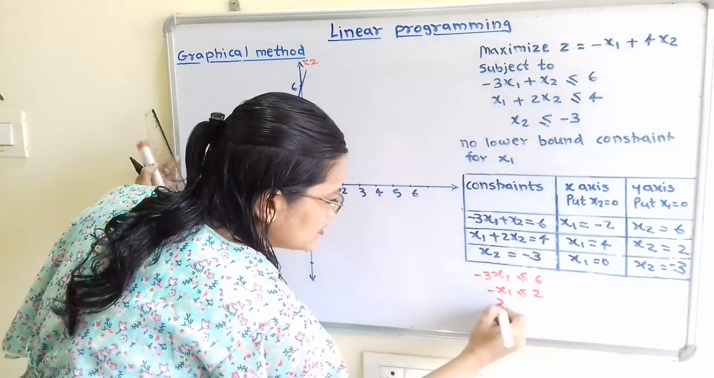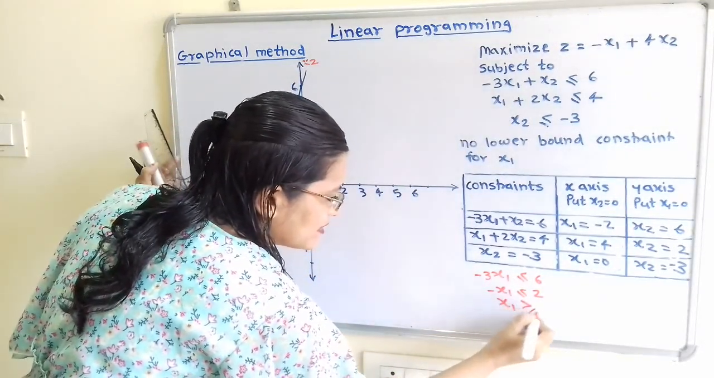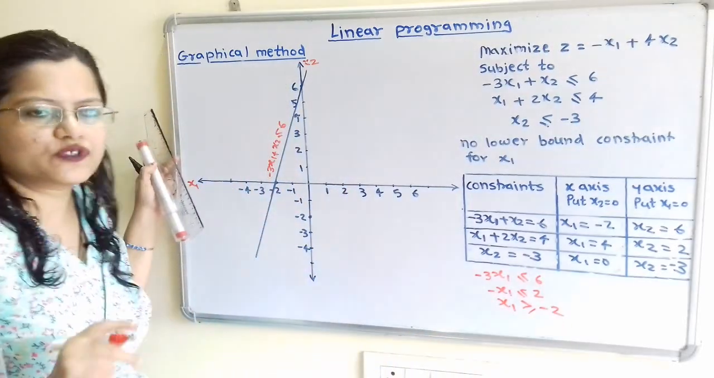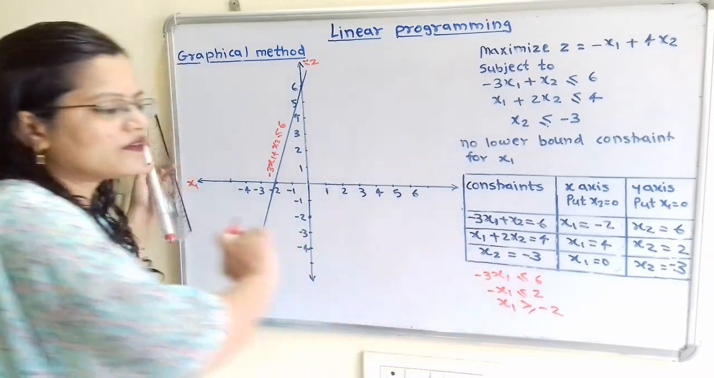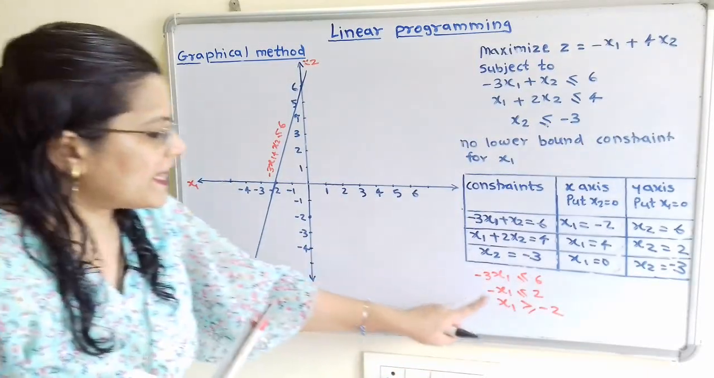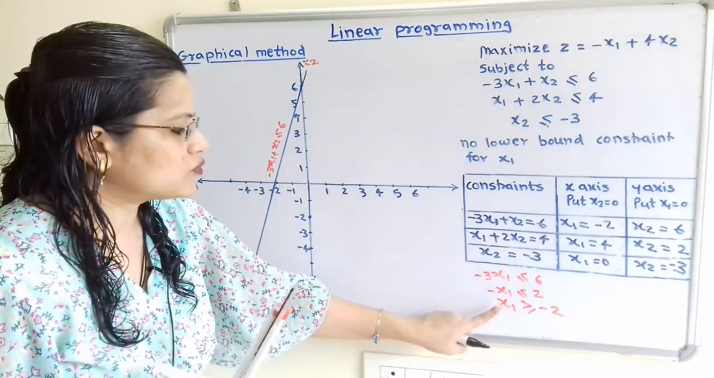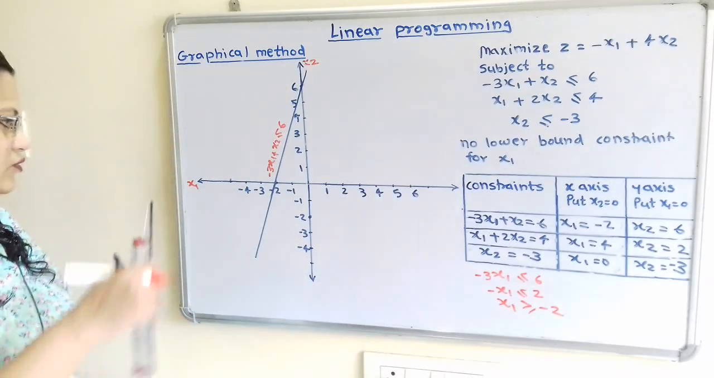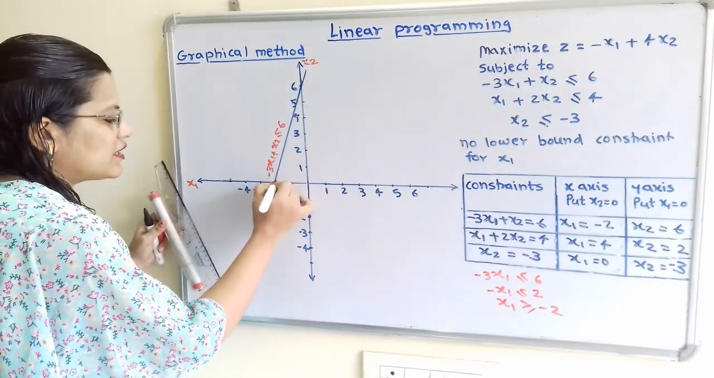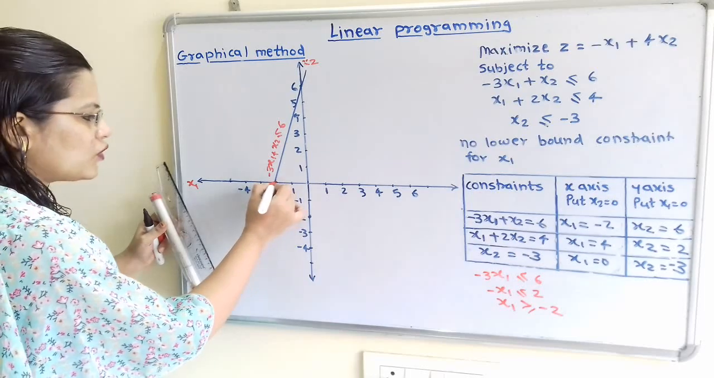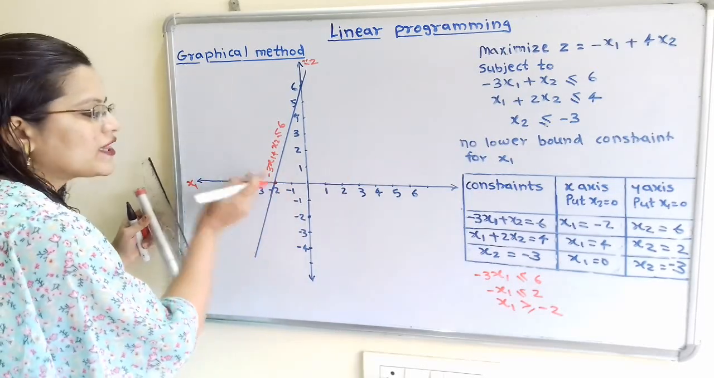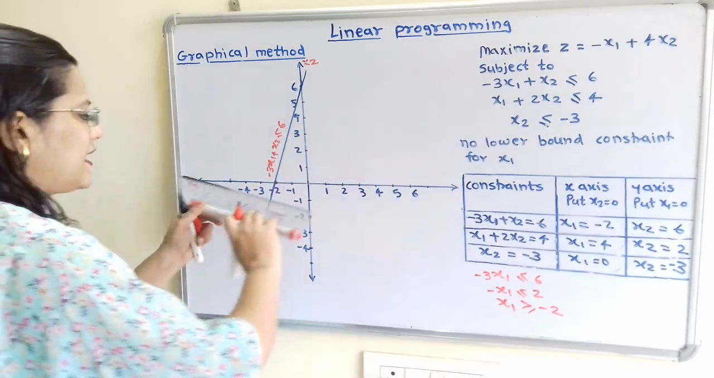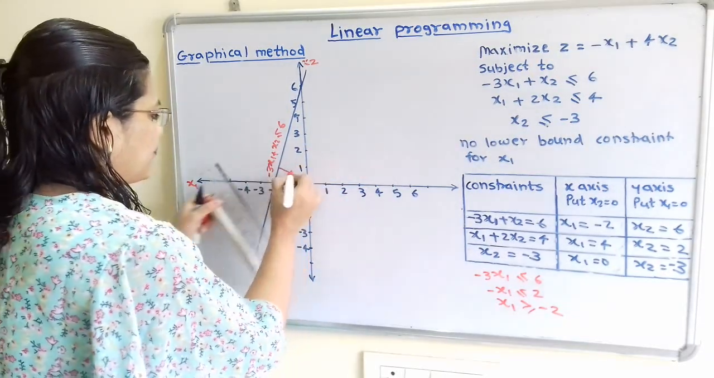So how can I write this? x1 is greater than or equal to -2. This change is important, that this less than is getting converted into greater than. So x1 is equal to -2 or x1 is greater than -2. If we observe, here is -2, and all the greater values are towards the right hand side. So we will show an arrow.